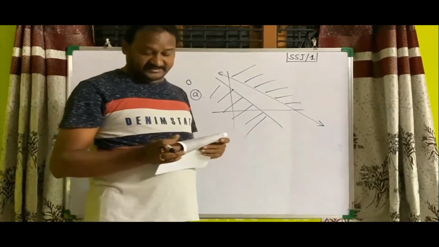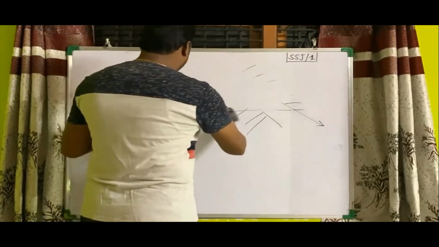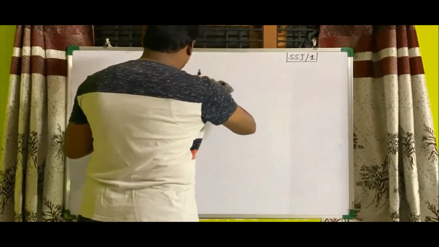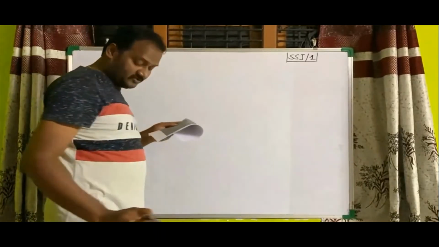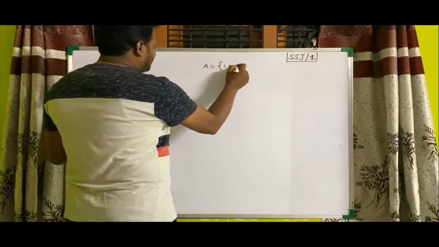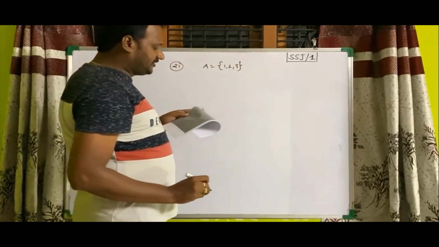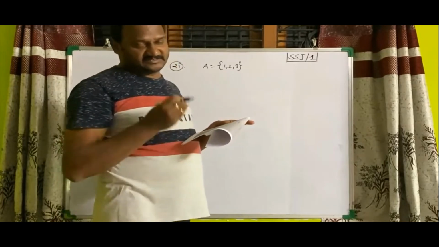And moving on to the next 20, that is section B. In this section B, we have problems given here. The number of equivalence relations in the set A equal to {1, 2, 3}. So the given set A is the set containing 1, 2, 3. This is problem number 21. Now we are going to find out the number of equivalence relations.